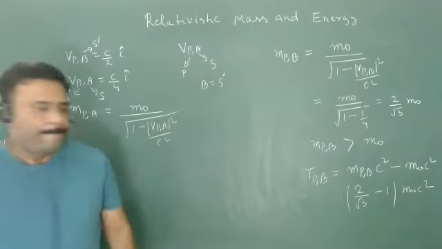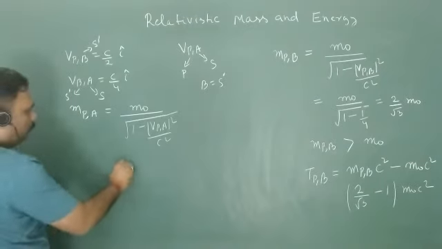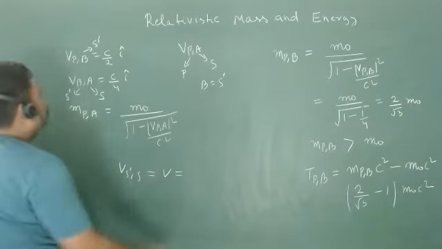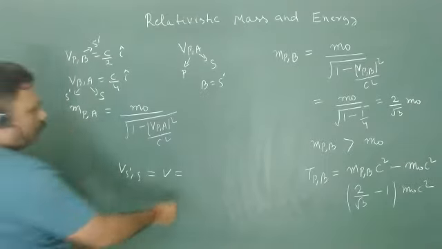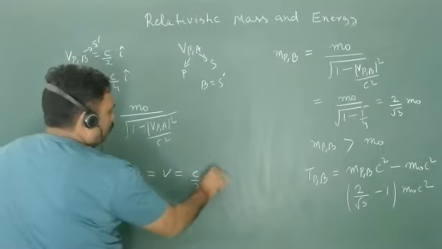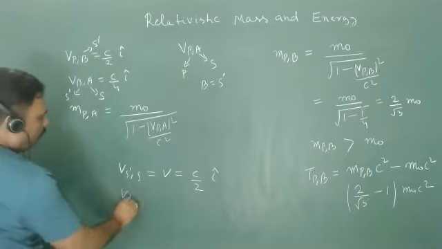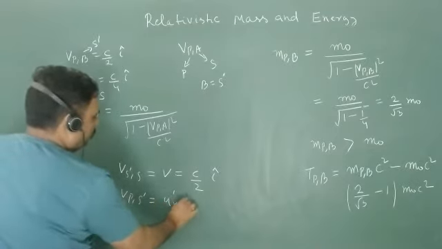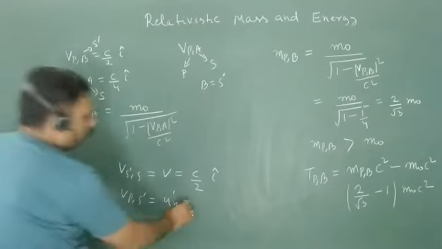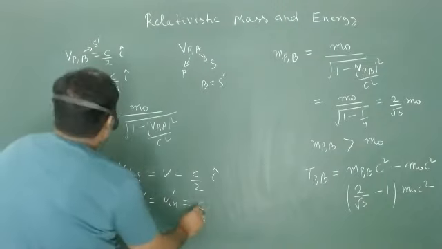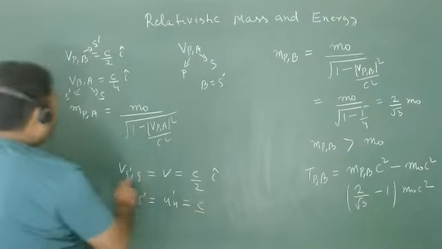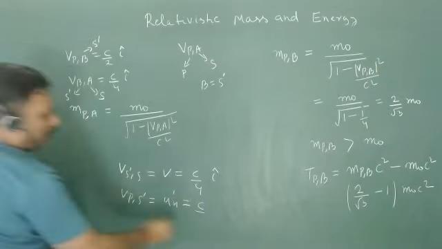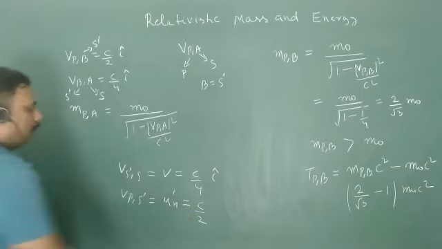Remember? Yes. Okay, look here. So what will be the velocity of S dash with respect to S? This is V. The velocity of S dash with respect to S is c by 4 in the I cap direction. The velocity of a particle with respect to S dash is ux dash in our notation, and this will be c by 2, and obviously this is in the I cap direction.